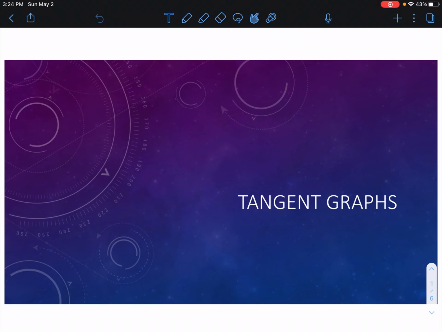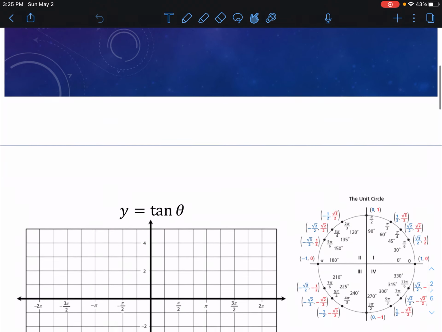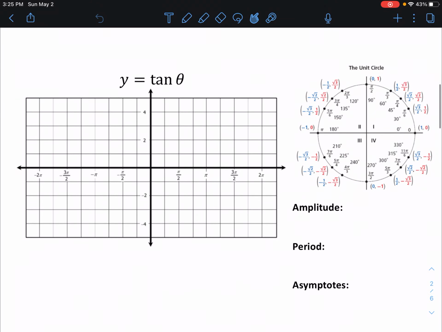Okay, so now that we've been introduced to sine and cosine graphs, let's take a look at tangent. Tangent is a little different. It is still periodic, but it does not look like a wave. Remember, tangent is y over x, so we have to do a little bit of arithmetic sometimes to get this.